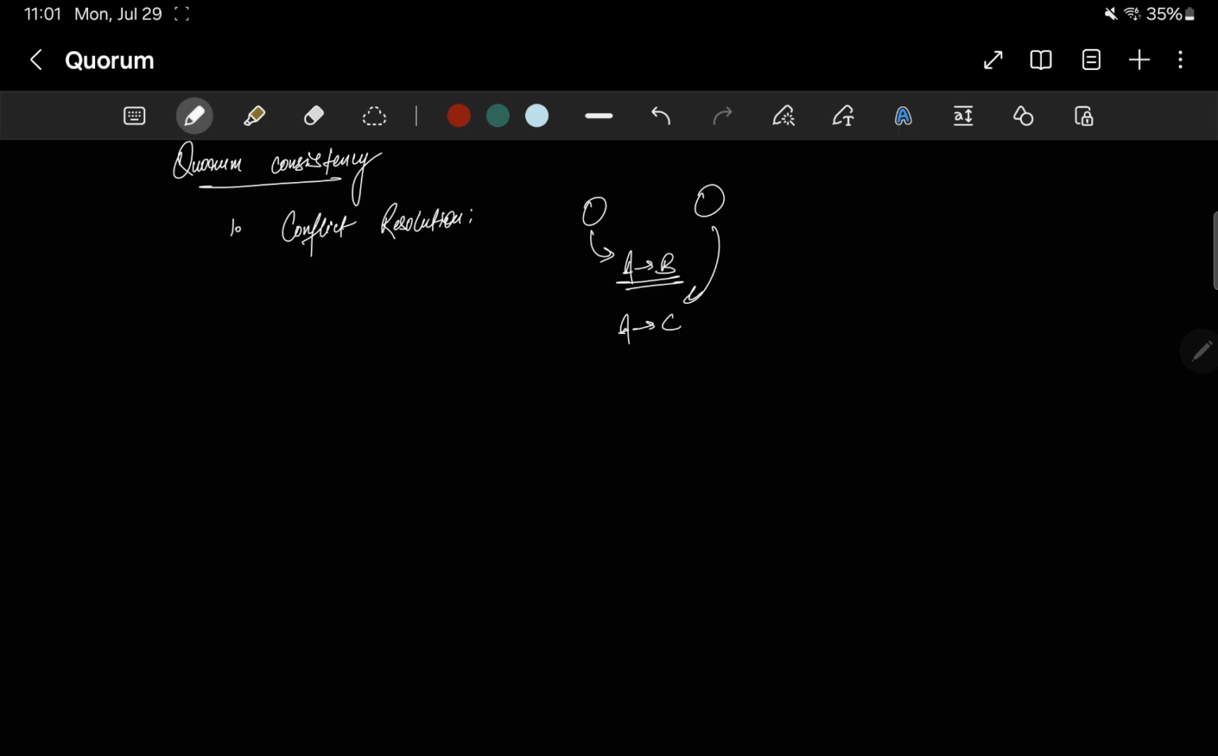Quorum ensures that only one of these updates is accepted, thus preventing conflicting changes by requiring a majority vote, allowing only one update to proceed. So when there are multiple nodes, it will ask everyone else, what do you want to write? It says C, it says B, it says C, let's say it says C and it says B. Let's say there is one more node which also says C. Now you know that we have a quorum, 6 nodes, 4 nodes say C, it means this write will be accepted, right? So that's where conflict resolution happens in quorum consistency.